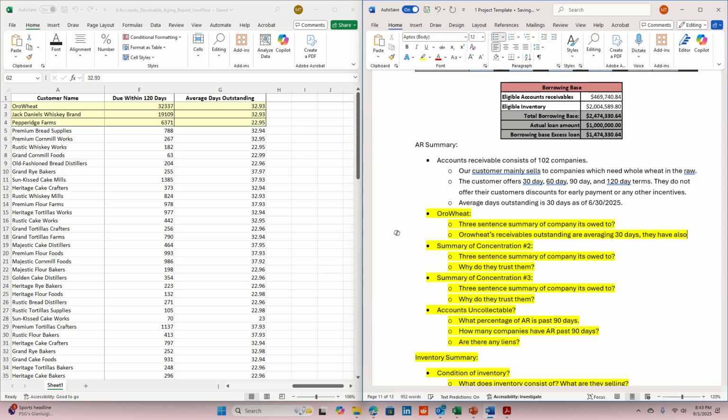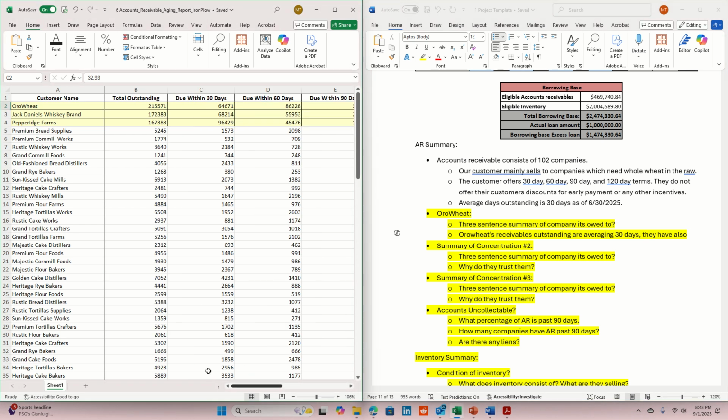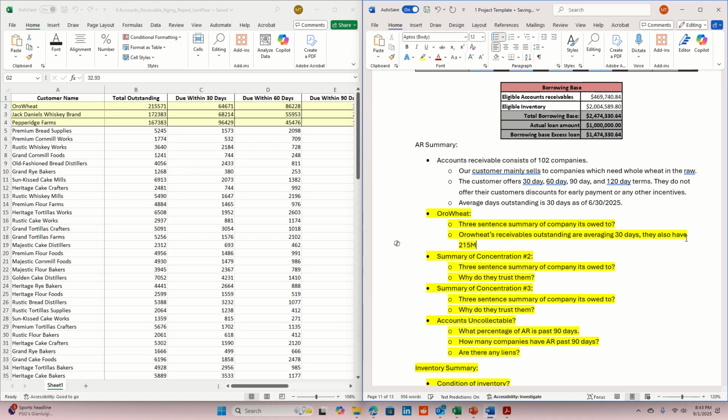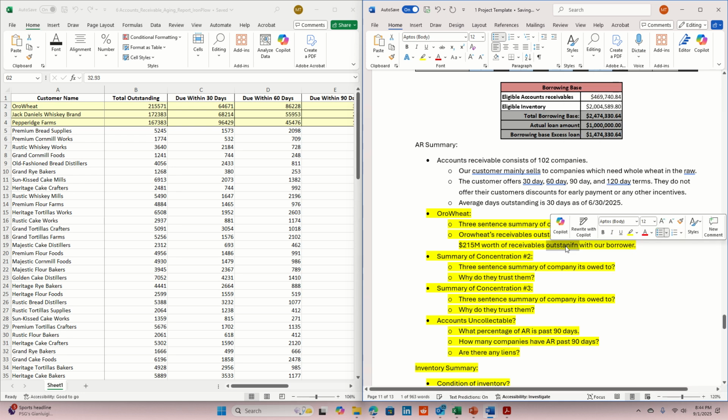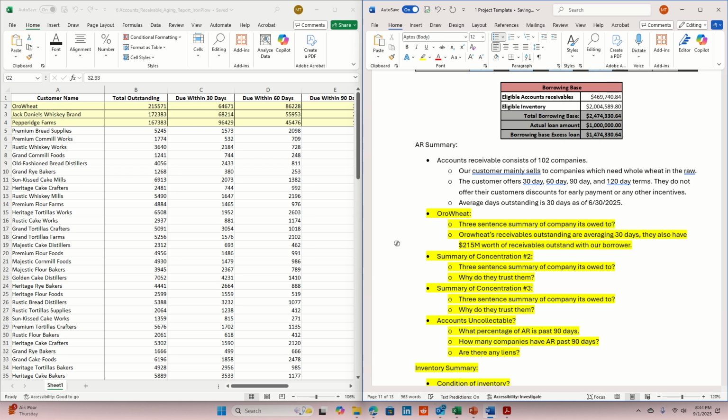They also have $215,000 worth of receivables outstanding with our borrower. Outstanding. And we're not going to finish it there.